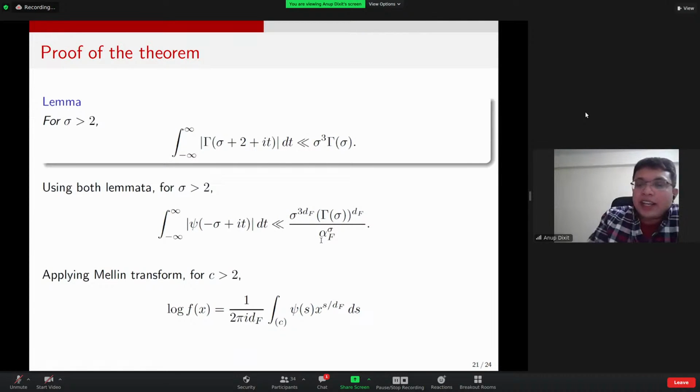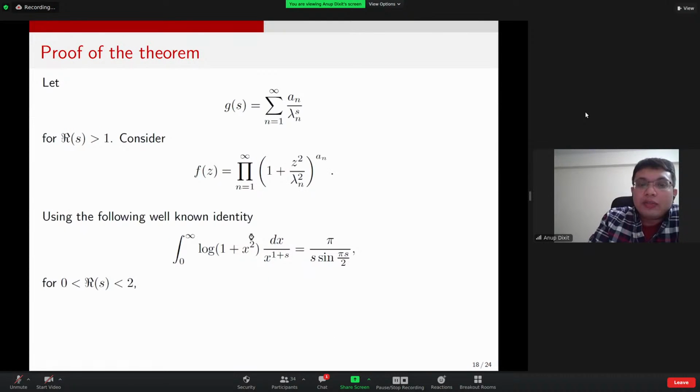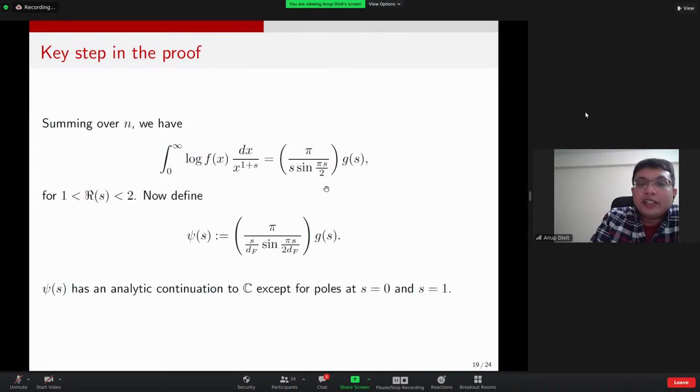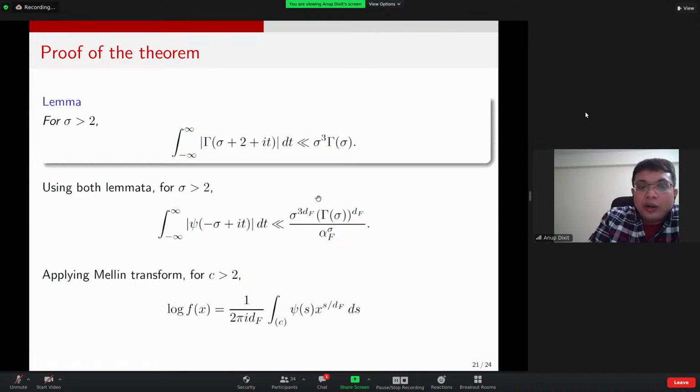But what was our ψ? If you remember, our ψ was defined as a Mellin transform of this function f(x). So this was basically my ψ, after dividing by the d_f term. So if we take the Mellin transform, then we do have that for c greater than 2, log f(x) is given by 1 over 2πi d_f times the integral over c of ψ(s) x^(s/d_f).